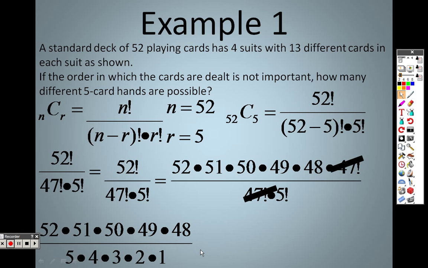And 5 factorial is 5 the whole way down to 1. So I can literally do 52 times 51 times 50 times 49 times 48, get an answer, and divide that by whatever the answer is at the bottom, which is 5 times 4 times 3 times 2 times 1, and you end up with 2,598,960 as your answer.